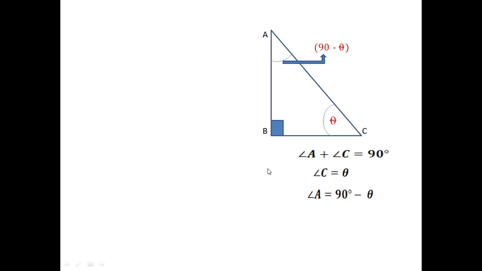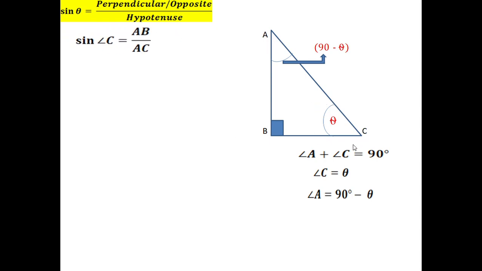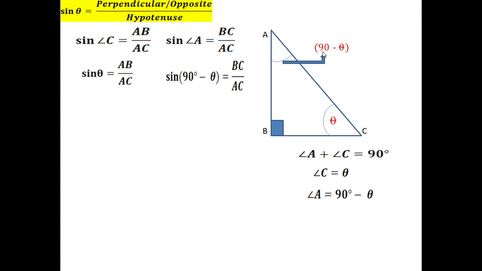We are considering the same triangle. Now sine theta is perpendicular by hypotenuse. Then sine of angle C, as already discussed in the previous video, can be written as AB by AC, that is opposite by hypotenuse, and sine of angle A for this triangle can be written as BC by AC. Now if we substitute theta in place of C, then we get sine theta is equal to AB by AC, and for angle A we write 90 minus theta, that is BC by AC.